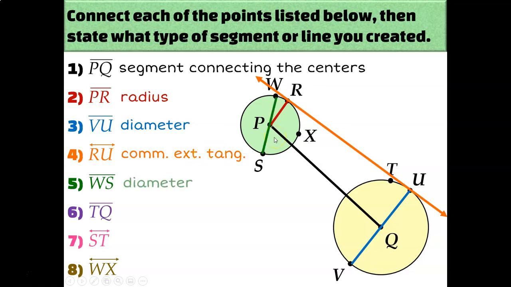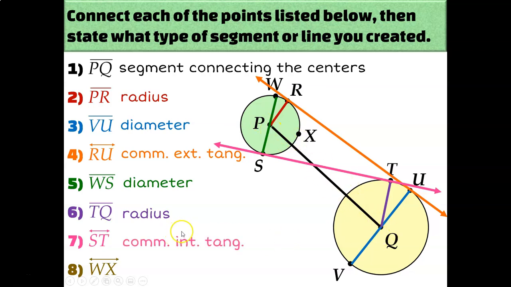This tangent line does not intersect the segment that connects the centers, and therefore it would be considered external. WS is another diameter. It connects 2 points on the circle and passes through the center as it does so. TQ is another radius. It connects a point on the circle to the center of the circle. ST is another tangent line, but this time it does intersect the segment that connects the centers. So the ST would be considered a common internal tangent. And last but not least, we have WX. WX would be a secant. It connects 2 points on the circle, and it extends infinitely outside of the circle. Therefore, we would call it a secant.